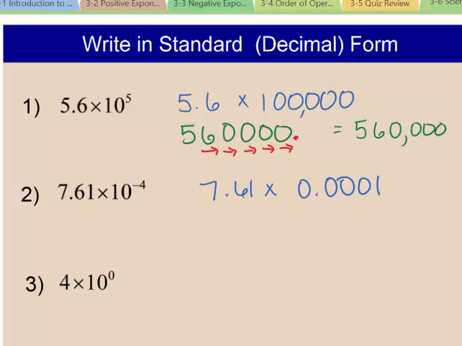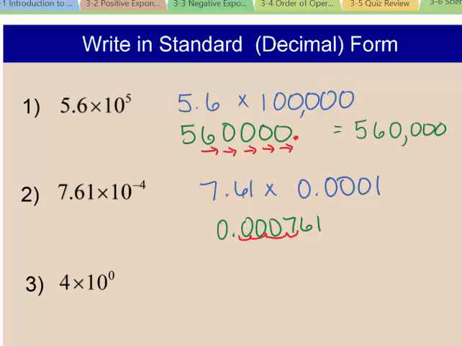So we're multiplying 7.61 times a smaller number. Therefore, when we move the decimal 4 places, we're going to move it backwards towards the left to make 7.61 a smaller number. So try that. So here we've moved the decimal backwards 4 places, giving us 0.000761, giving us 761 millionths.